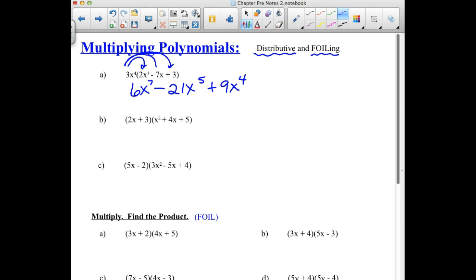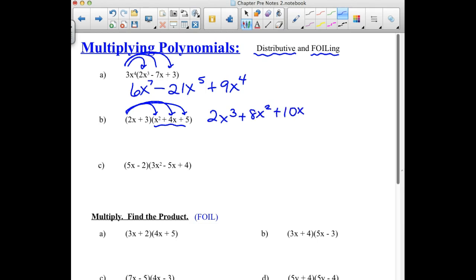Our next one, we can't use the foiling technique. Foiling is strictly for a binomial times a binomial, and we have a trinomial here. But it is just expanding on our distributive property. So we take our 2x and multiply it to each piece. All right, we end up with 2x cubed plus 8x squared plus 10x.